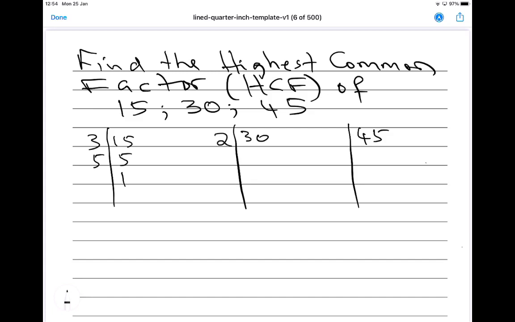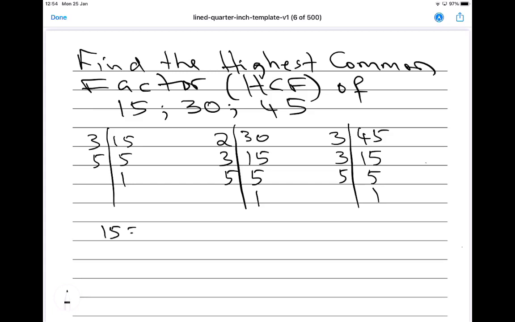30 would be 2 into 30 will give us 15. Then 3 into 15 will give us 5. Then 5 into 5 will give us 1. This is also a fairly small number. For 15, divide by 3 first. You should get 5. Then divide by 5, and that gives us 1.